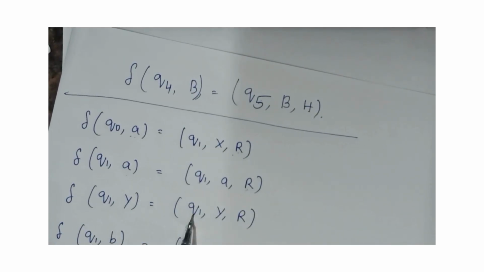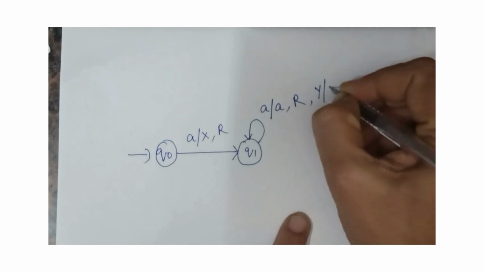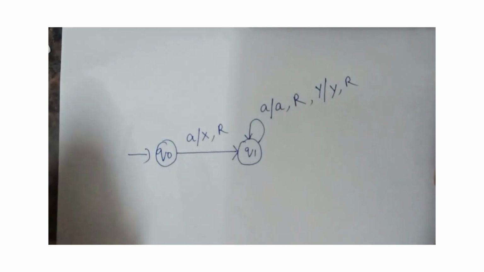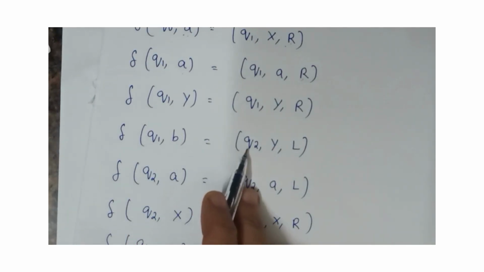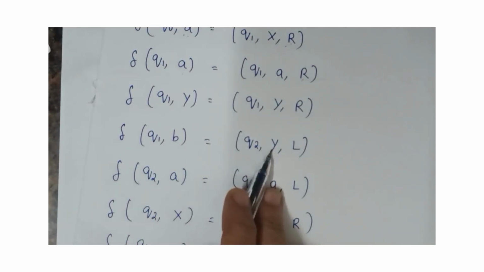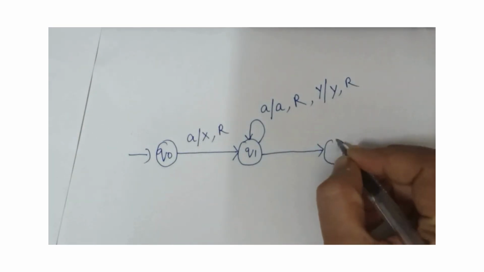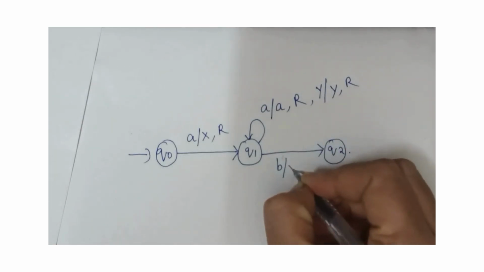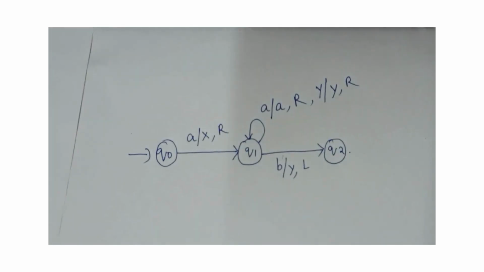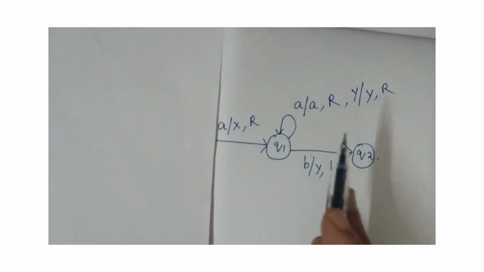Next, Q1 remaining in the same state: read Y, write Y and move to right. Next, Q1 reading B, moving to the state Q2, replacing B with Y and moving to left. So Q1 is going to the state Q2. Reading B, replacing that with Y and moving to left. Same thing I have written.